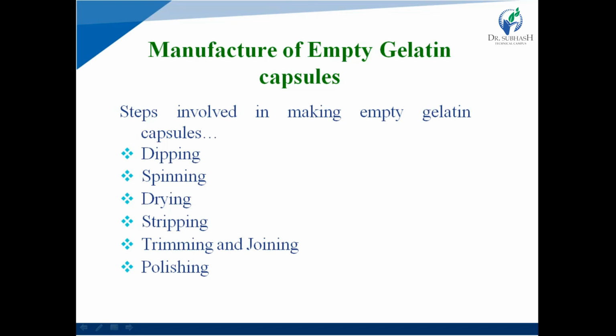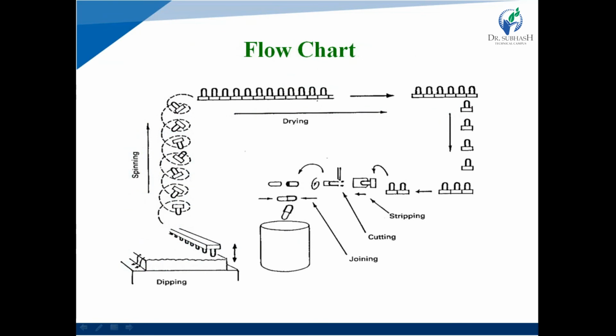First one is dipping. In dipping, gelatin solution of required viscosity is taken in a reservoir. The plate holding the tin pins is lowered into the reservoir to a suitable depth for the required period of time. This helps in achieving proper length and thickness of shells, and the pins are then spun so that the gelatin solution is distributed uniformly over them.